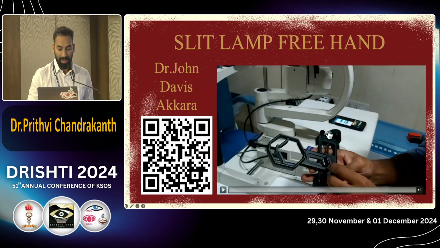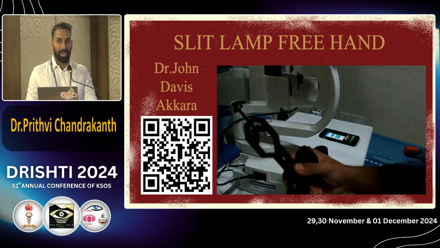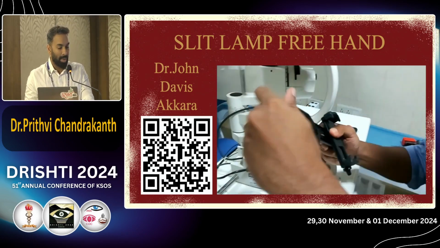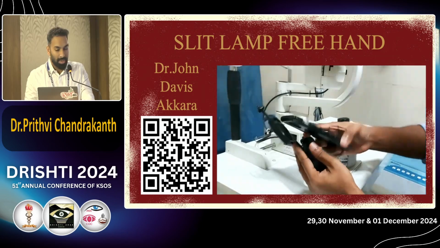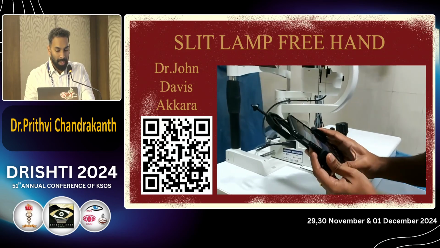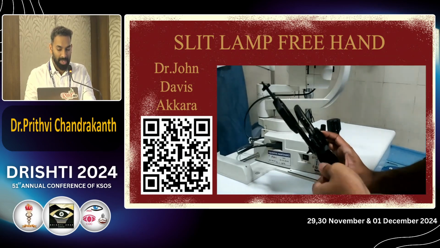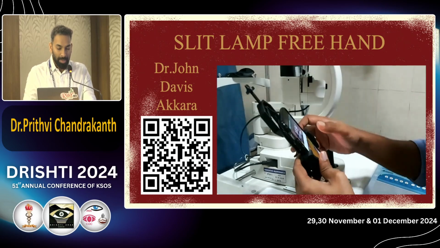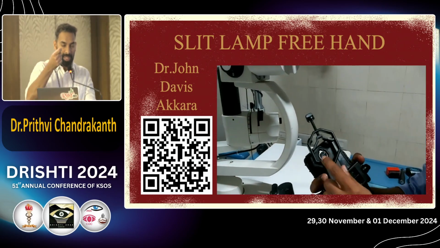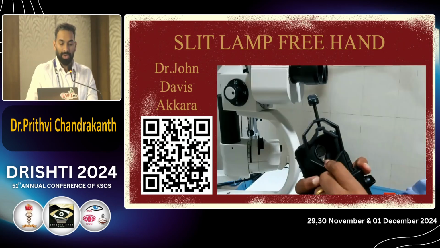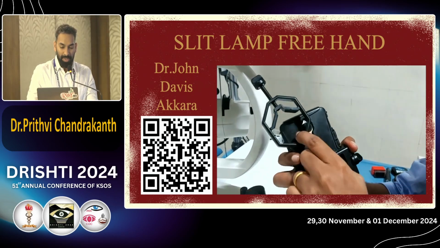The second method is to use an adapter. This adapter can be bought from Amazon. It just costs around 500 rupees. Once you know how to fit the smartphone onto the adapter, it becomes very easy. Once you clip it and put it on the eyepiece, again we have to keep that one finger distance between the phone and the slit lamp. Once you do that, it becomes very easy to take images.